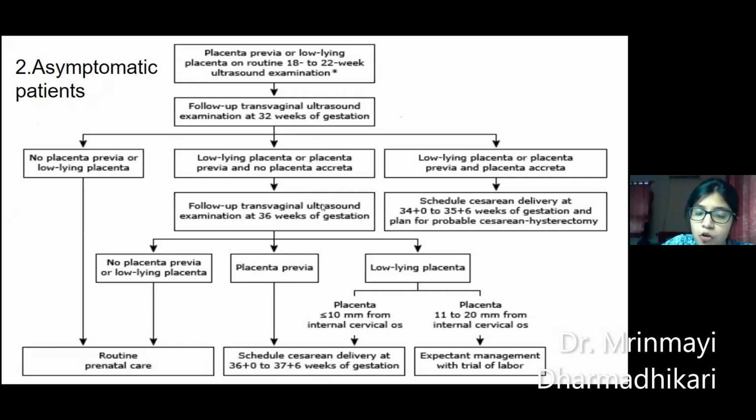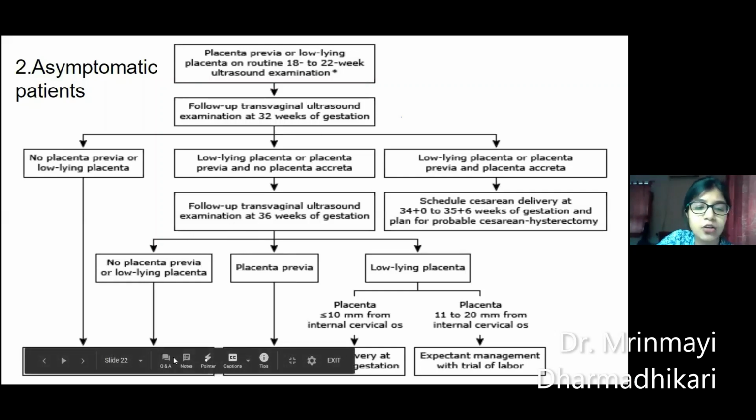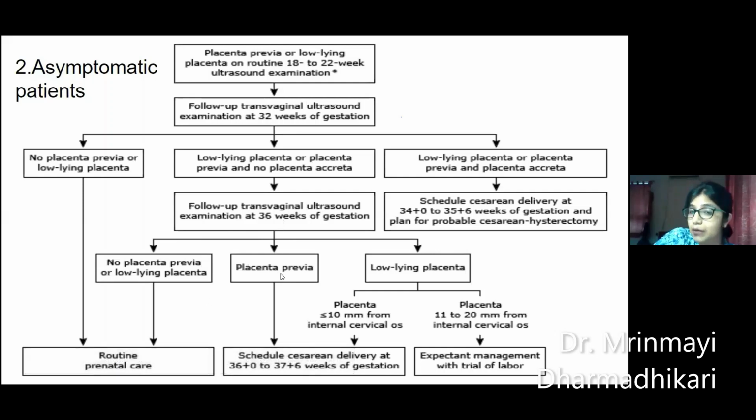Following that, at 36 weeks, transvaginal ultrasound is repeated. Now, in this scan, if you find that there is no placenta previa or no low-lying placenta, she goes to again low-risk routine prenatal care. However, if there is any placenta previa, either partial placenta previa or total placenta previa, she will go straight for a scheduled cesarean delivery at 36 to 38 weeks of gestation. So the higher degrees of placenta previa, always an elective cesarean delivery.